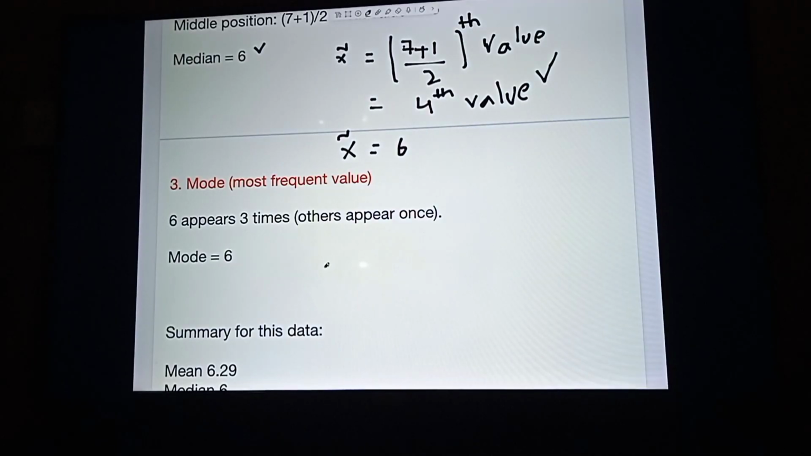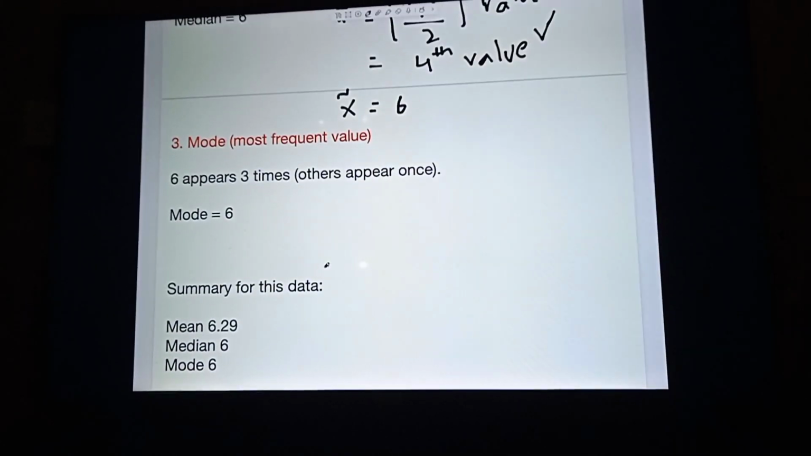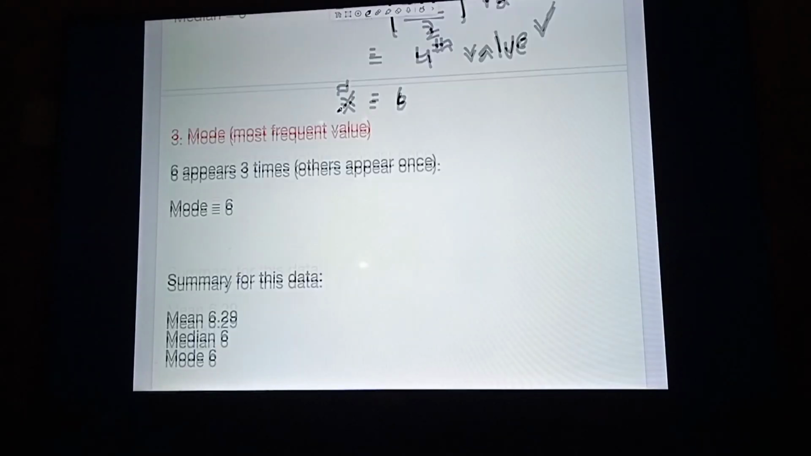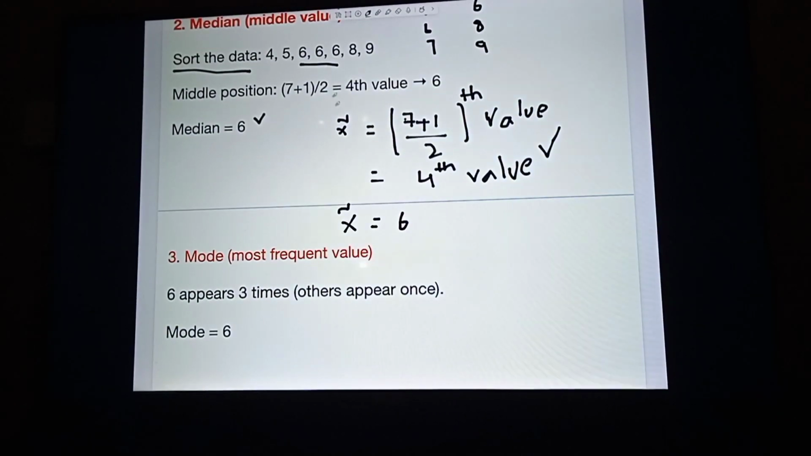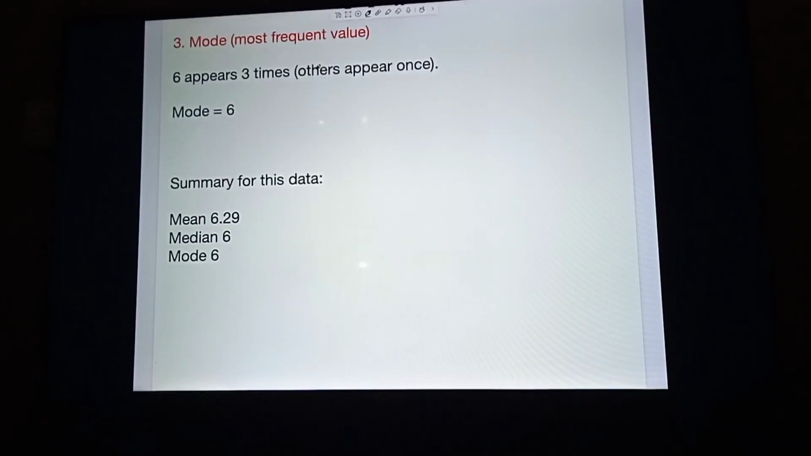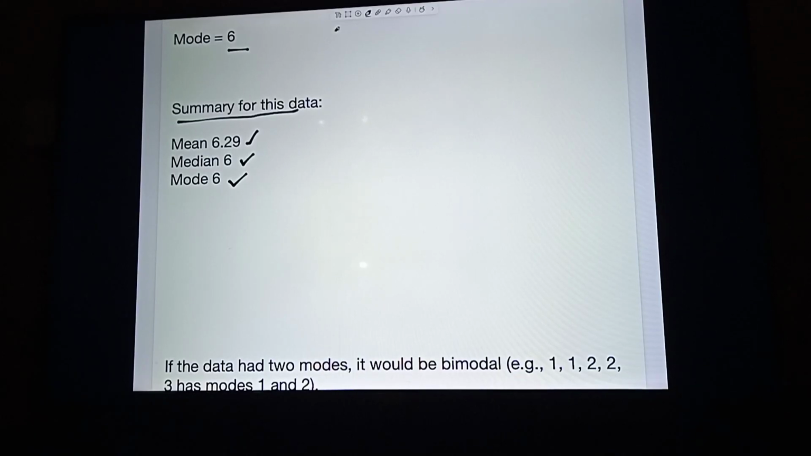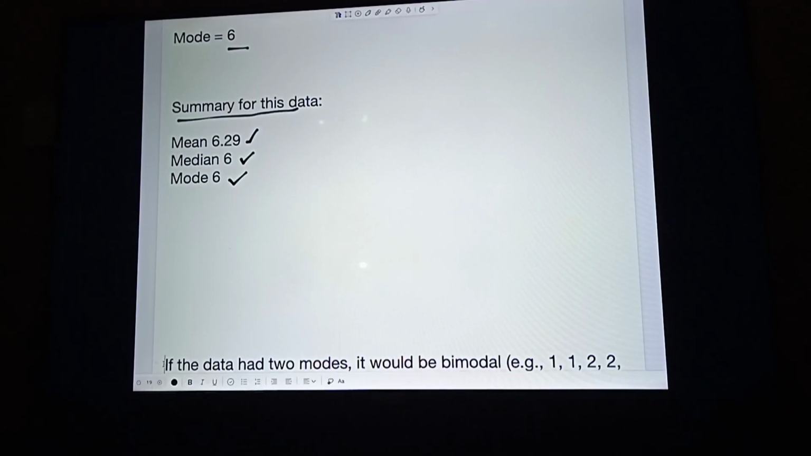Next one is mode. So from the same data set, you just count the number of repetitions. So here 6 is repeated 3 times in the data set. So mode is equal to 6 because 6 appears 3 times. Now if you check, then mean is equal to 6.9, median is equal to 6, and mode is again 6. You can plot it. Let's plot the data set.